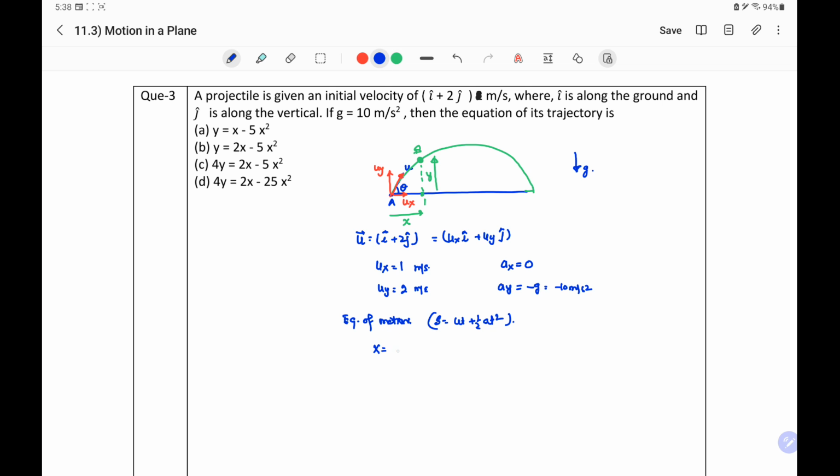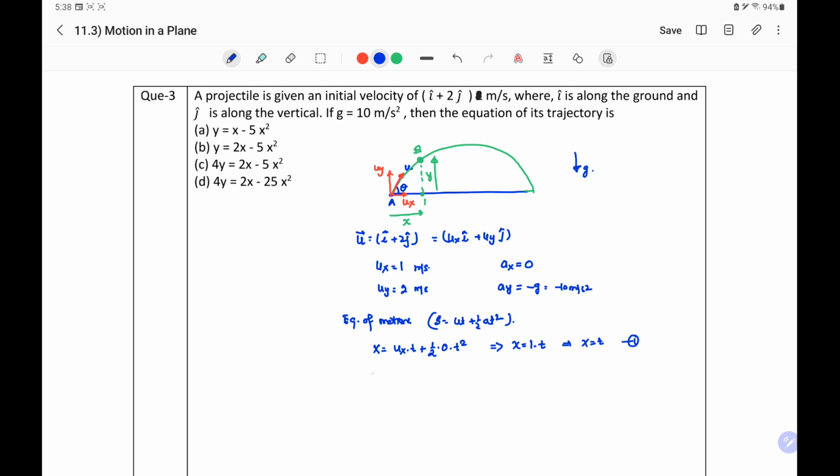x will be equal to initial velocity is ux, so it is ux into t, and acceleration is 0, so it is half into 0 into t square. So this will be simply x equal to ux is 1 and time is t, therefore x equal to t. This is our equation number 1.